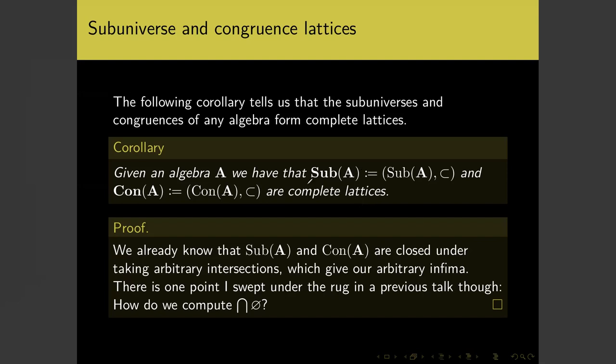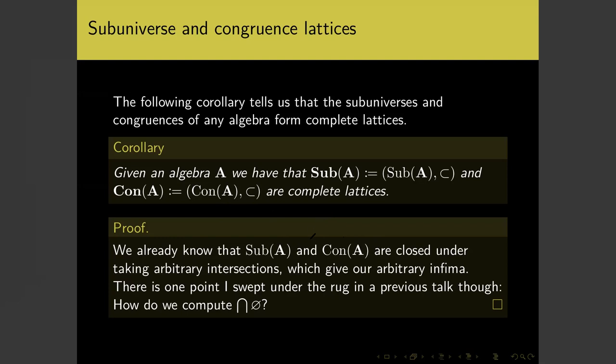Okay, so given any algebra A, we have these two great examples of complete lattices. Of course, it's not really that crazy that these would be complete lattices if everything's finite, but in the infinite case, we get some interesting examples. So how do we prove this? Well, we already know that the collection of subuniverses of A and the collection of congruences of A are closed under taking arbitrary intersections, which give our arbitrary infima. And so if you accept that they're posets, then we're done.